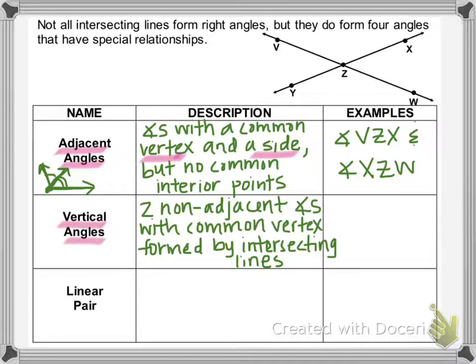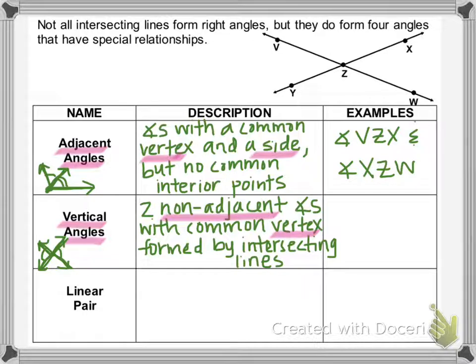Now we have vertical angles, and you may have learned about this at the end of Algebra 1, maybe not. But these are very similar to adjacent angles, but they don't share a common side. They are non-adjacent, but they do share a common vertex. And they're also formed by intersecting lines. So an example of vertical angles, if I've got two intersecting lines, would basically be two angles that are kind of across from each other. So this angle and this angle. This angle here and this angle here. Think of like a butterfly, maybe. They share that vertex in the middle, but they have no sides in common.